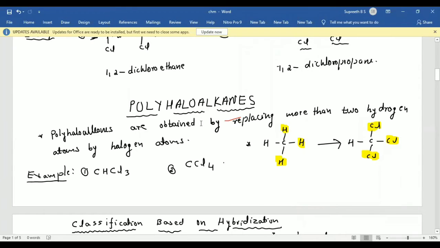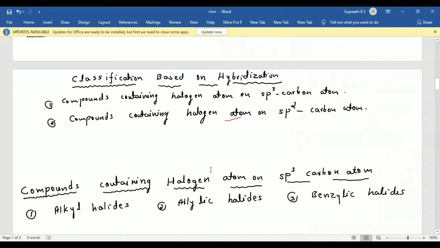In case of CCl4, the basic molecule is methane. Out of the four hydrogen atoms of methane, all four hydrogen atoms are replaced by four chlorine atoms. Okay, next we'll go for the next topic.